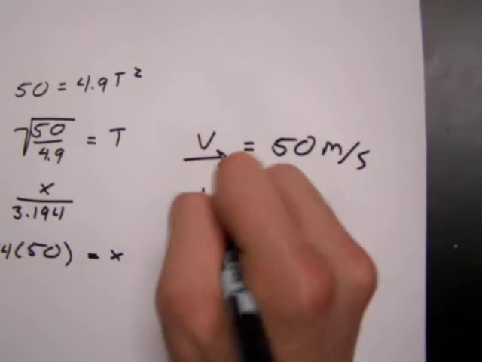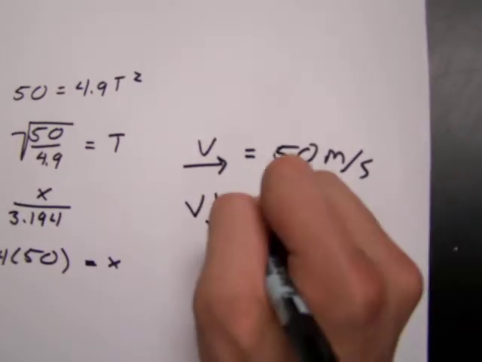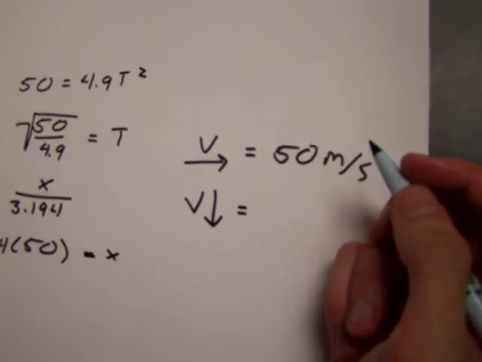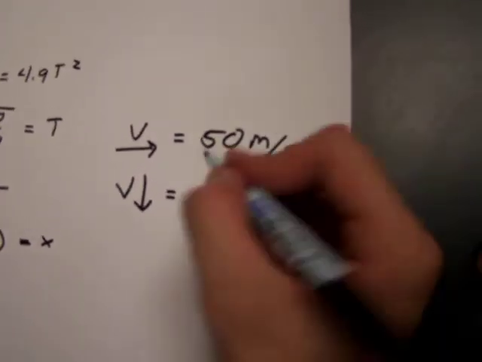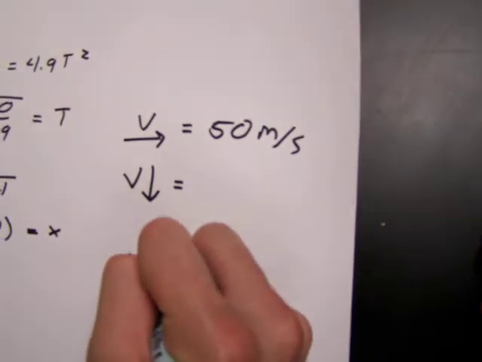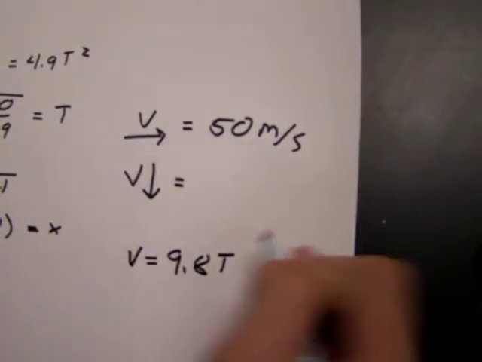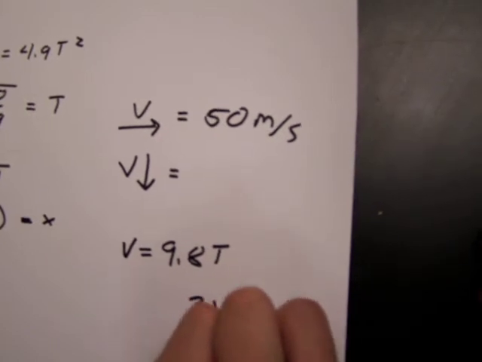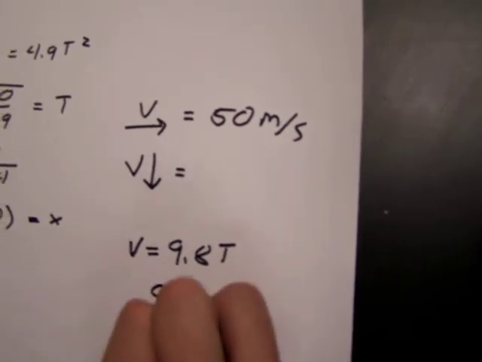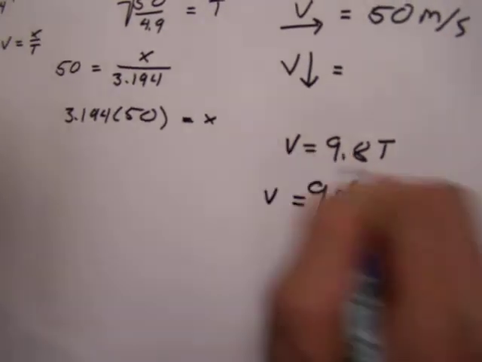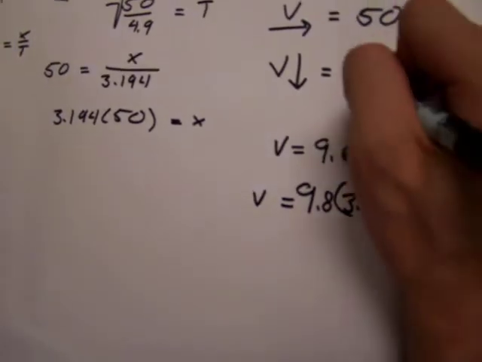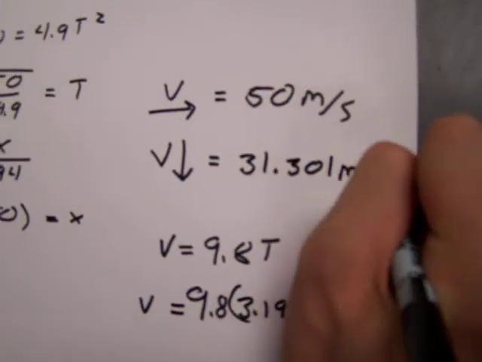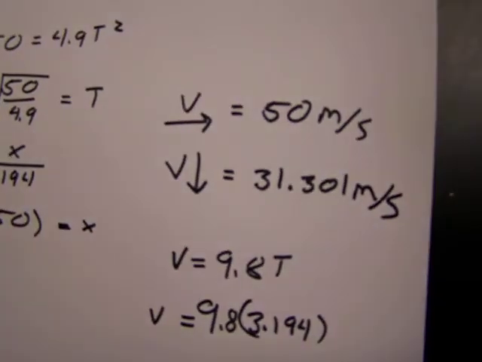And the velocity vertical, which is going down because of gravity, would be equal to, based off of this equation, velocity is 9.8 t. We just used the t that we had from before, which is 3.194. Multiply that by 9.8. That's our velocity, and that ends up being 31.301 meters per second. And that is the problem.